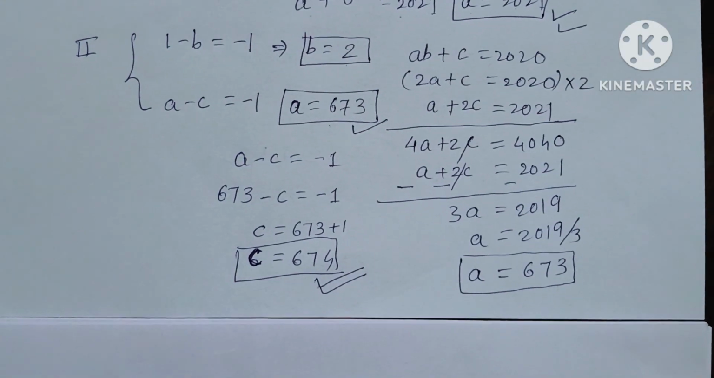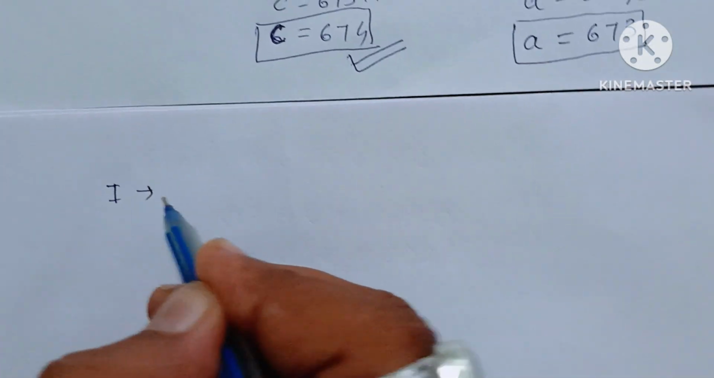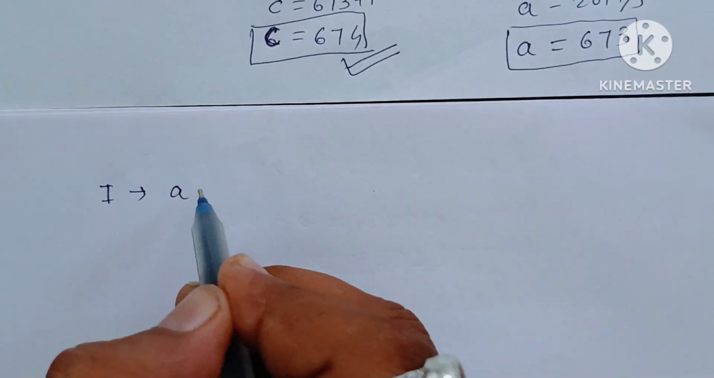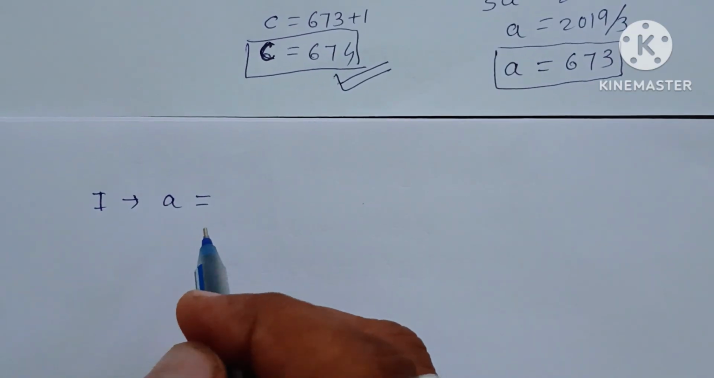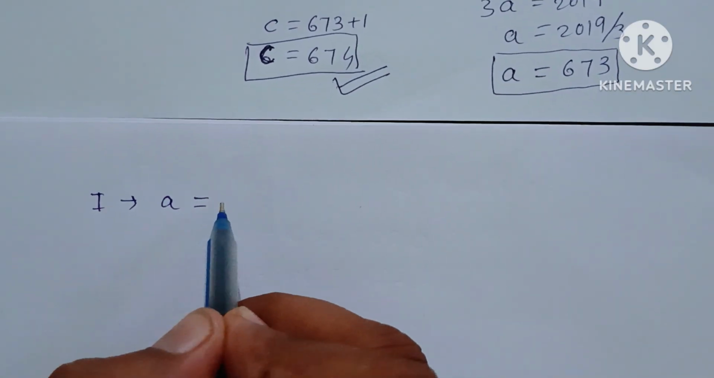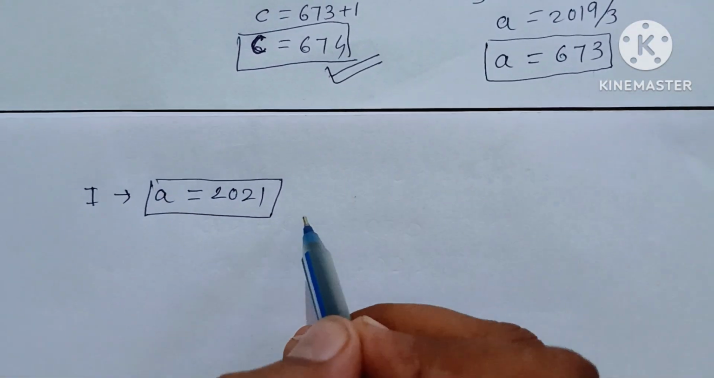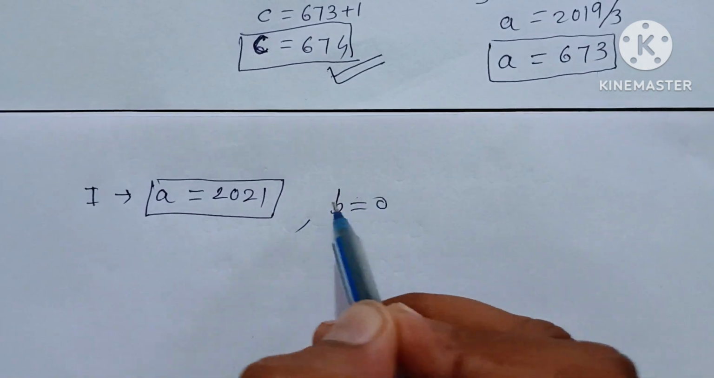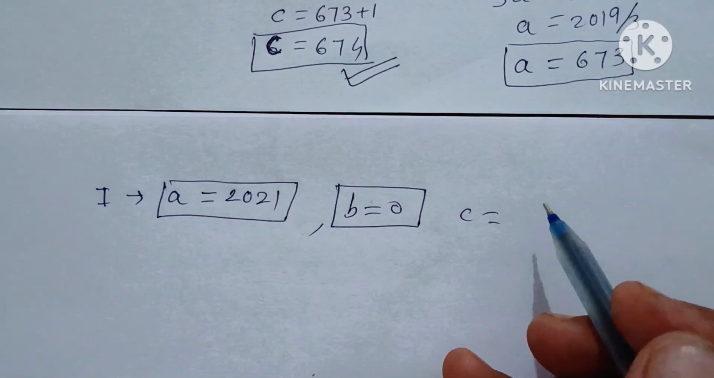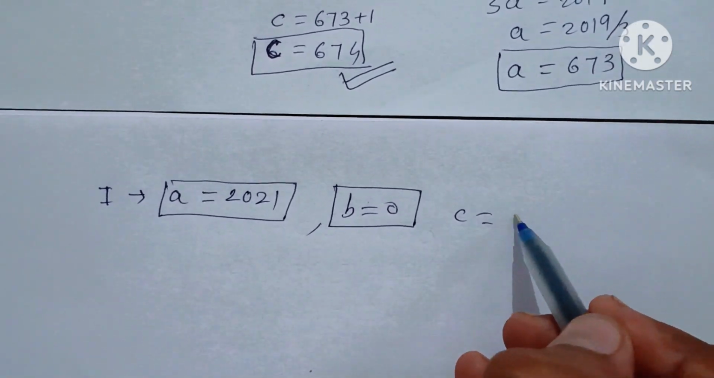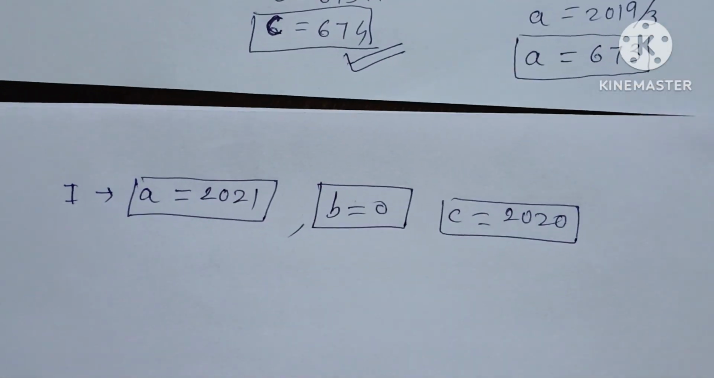So for part 1, values of A, B, C are: values for part 1, A is equal to 2021, and value of B is equal to 0, and value of C is equal to 2020. These are the values of ABC for part 1.